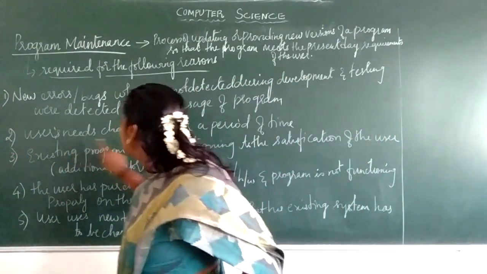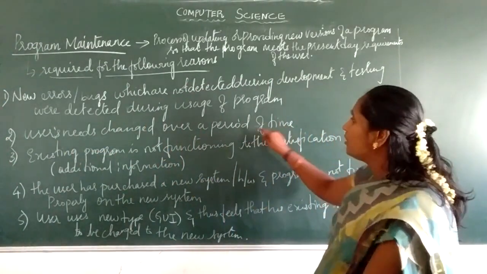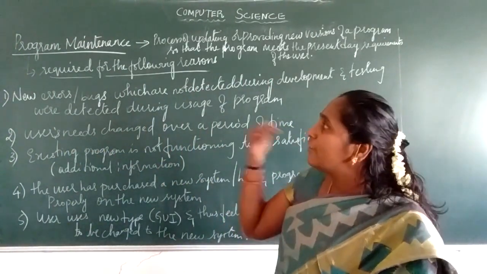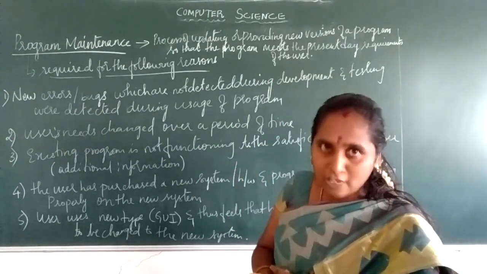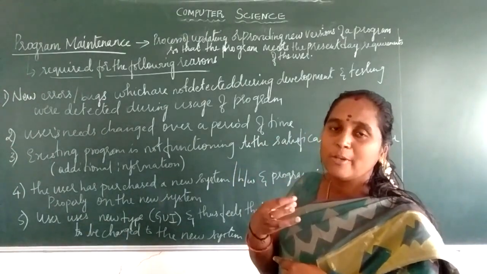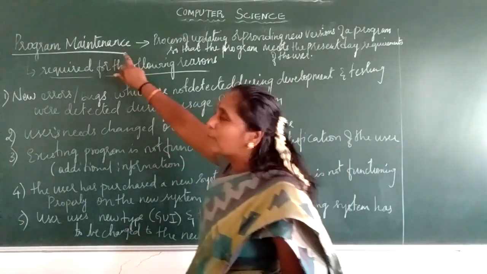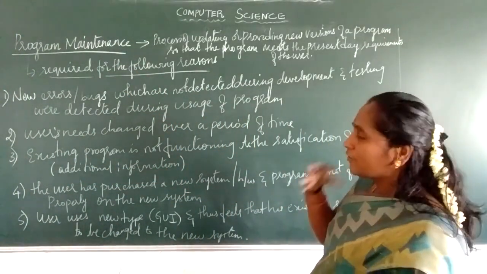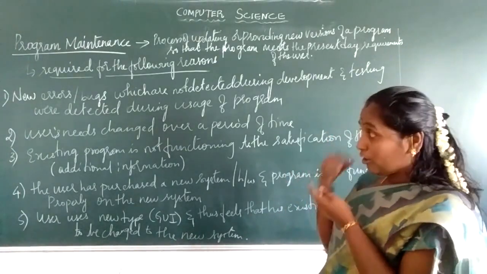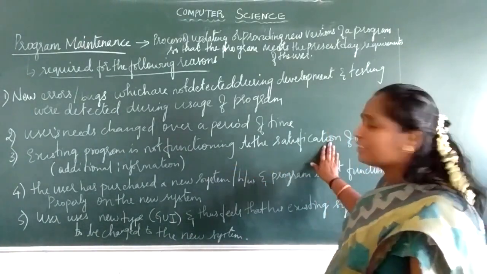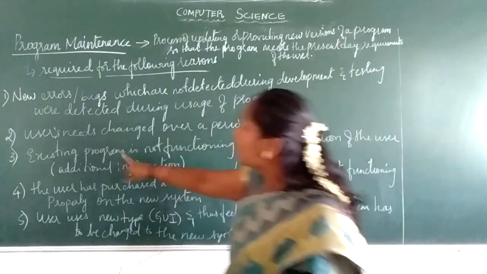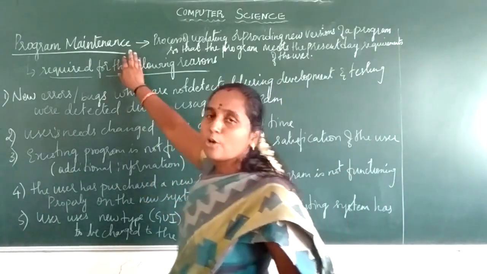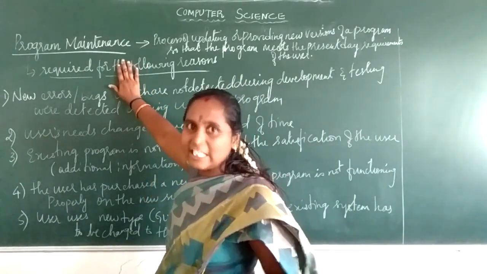Next, user needs change over a period of time. That is, user requirements keep on changing over a period of time. So with the help of program maintenance, you can keep on updating to the new version, so the new requirements of the user can be updated. For that, program maintenance needs to be done. Next, the existing program is not functioning to the satisfaction of the user. You need to modify it, and you have to add some additional information. You add additional information with the help of program maintenance of your existing programs.